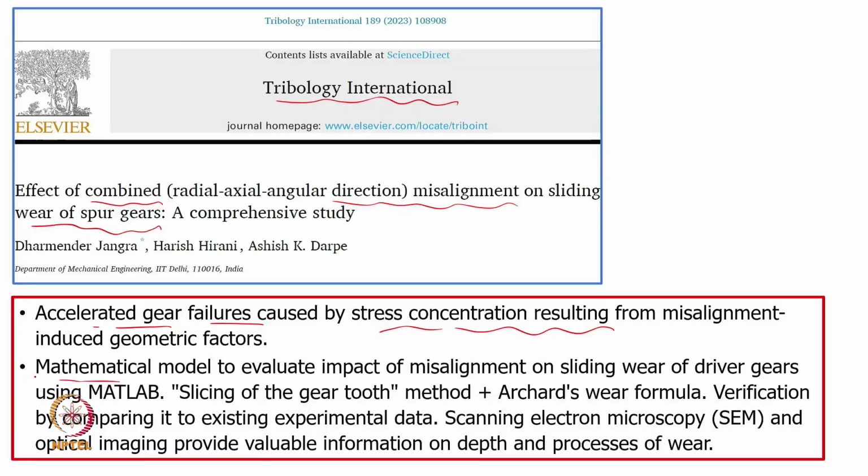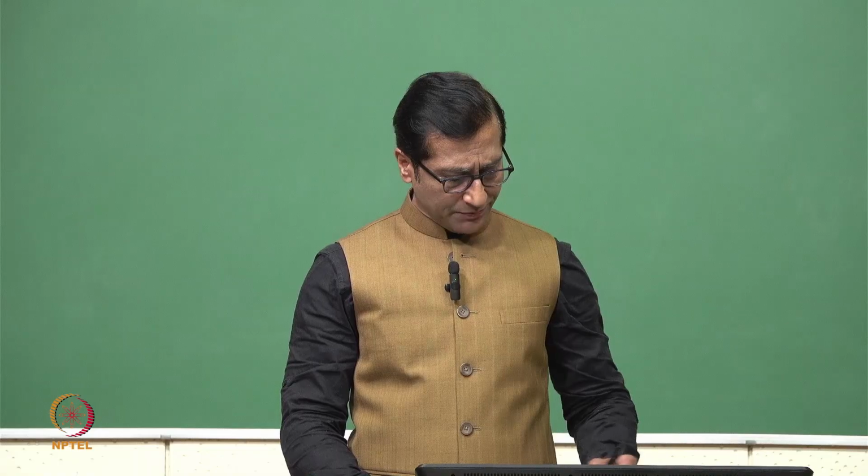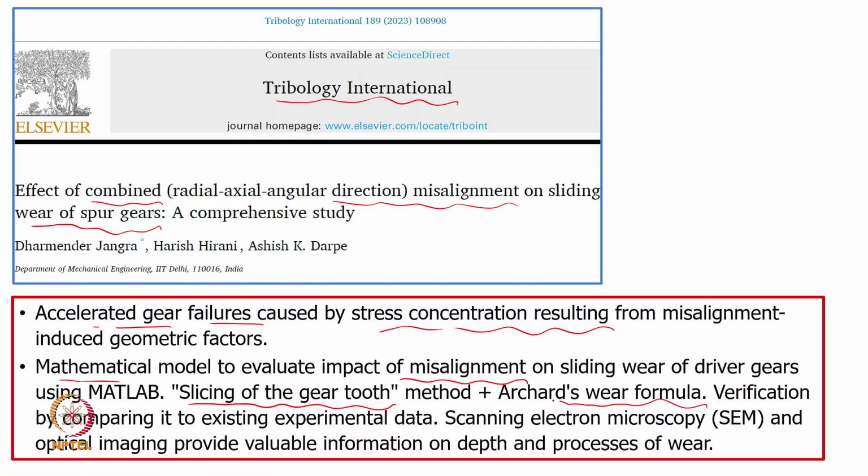We developed a mathematical model to give us some force indication because of the misalignment. And we used a new model, something like slicing of the gear teeth, which we know from deep learning or maybe CNN, where we go slice by slice. So that kind of method. And of course, we added the Archard-Weir equation, which in this present lecture I'm saying has a limitation, and we need to change that.